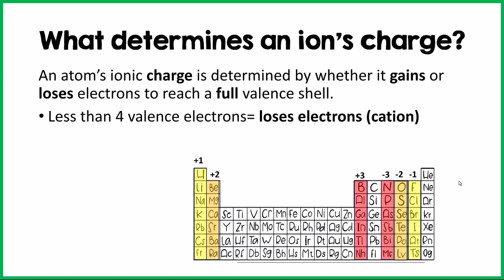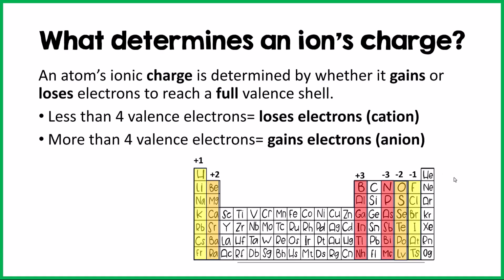If they have less than 4 valence electrons, they're going to lose electrons. It's going to be more efficient for them to lose those 1 to 3 electrons than it would be to gain up to 5 and form that outer shell. And so these atoms are going to have a positive 1, positive 2, and positive 3 charge. If they have more than 4 valence electrons, which are going to be these atoms on the right side of the periodic table, they're going to gain electrons.